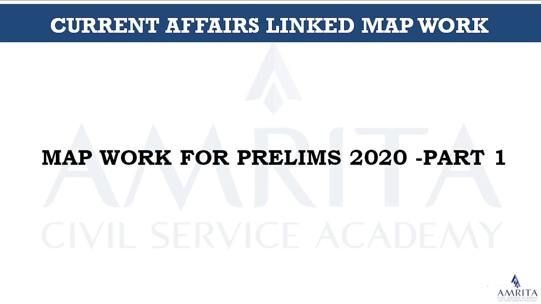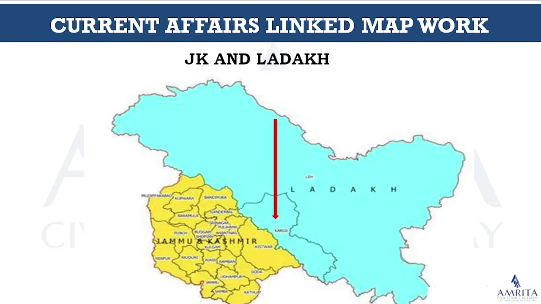We are starting a new series, especially for Prelims 2020, that is Current Affairs linked to mock work. This is the first part of Current Affairs linked to mock work for Prelims 2020. The first one is about Jammu and Kashmir, Ladakh. Government of India bifurcated the state into two union territories, that is Ladakh and Jammu and Kashmir.